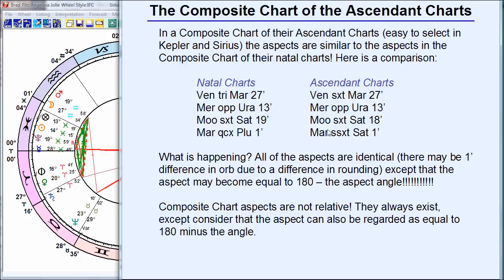So here's my point. In the bottom paragraph, the composite chart aspects are not relative. They always exist. The only thing that can happen is they might flip, like an opposition to a conjunction, or a trine to a sextile, or a quincunx to a semisextile. Other than that, they are always there.